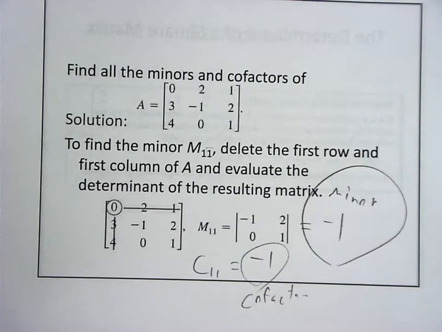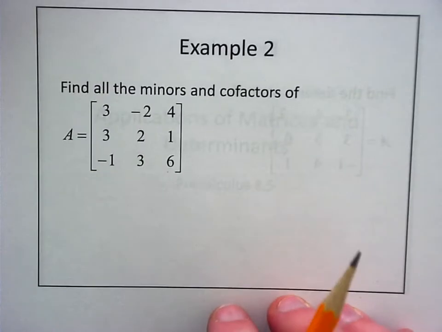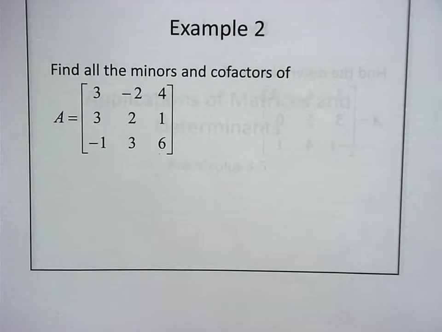Okay? So let's do this for an entire matrix. How many minors will I have? 9. There's 1 for every single position. So you'll have 9 minors, and cofactors, you'll also have 9.